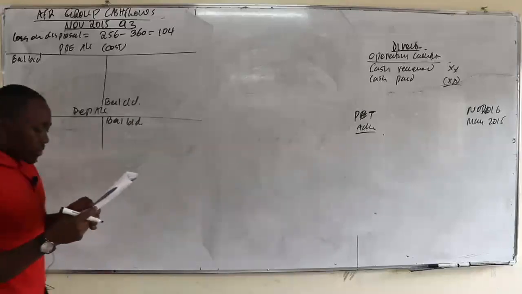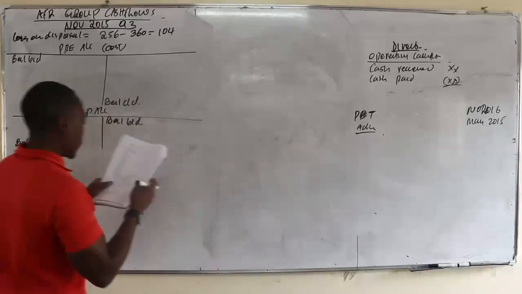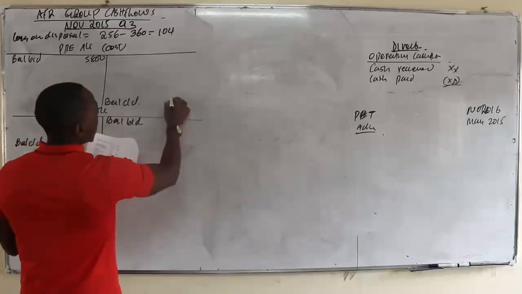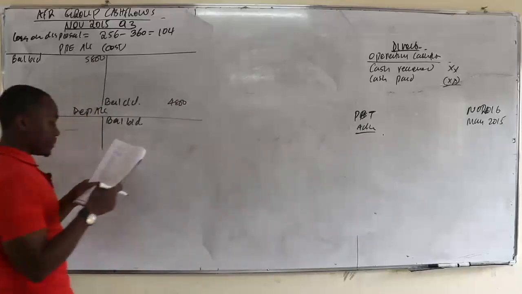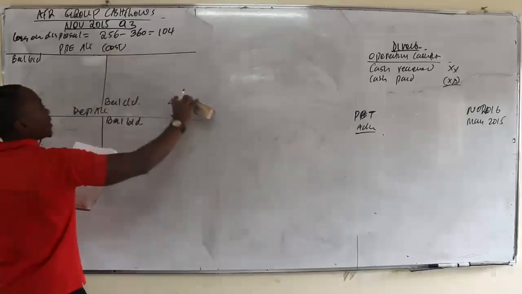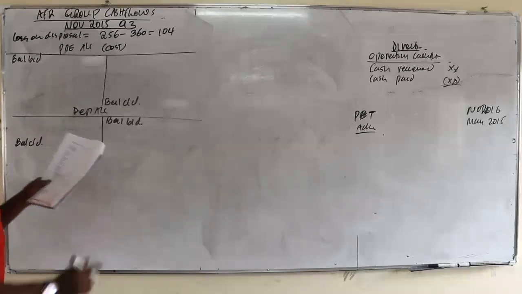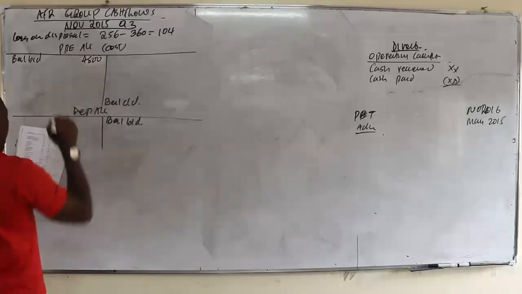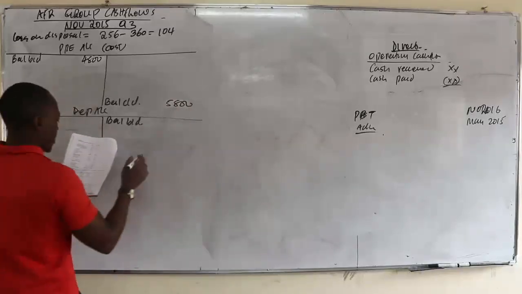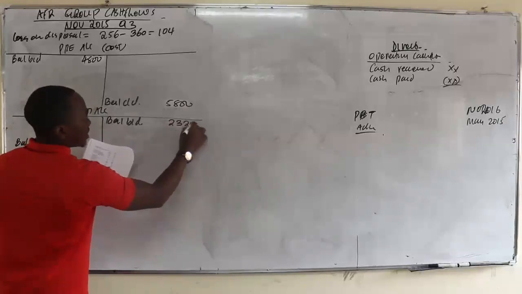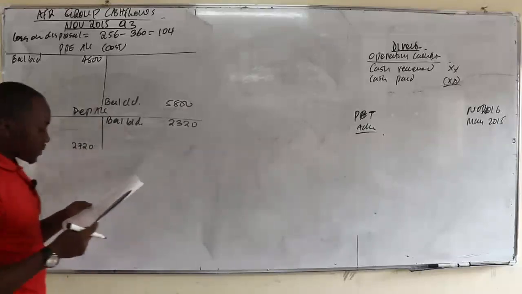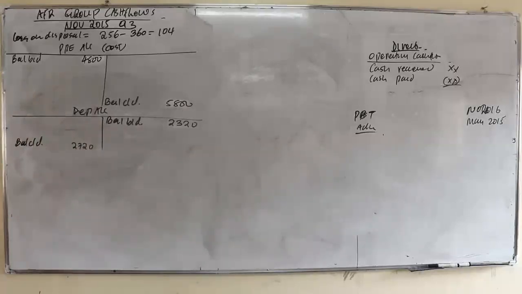Note number one. How much was the cost? Opening balance? Yeah, the opening balance was 5,800, and the closing balance 4,800. No, it's the opposite. Yeah, it's the other way around. So the opening is 4,800, and the closing we have is 5,800. What about depreciation? The opening was 2,320, and the closing balance was 2,720. Then we go back to note number one.